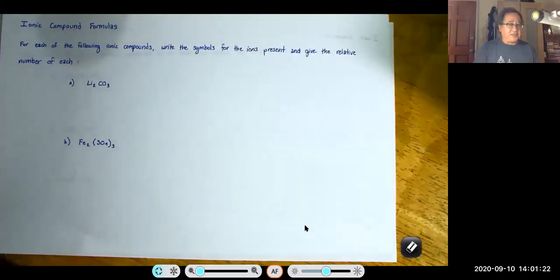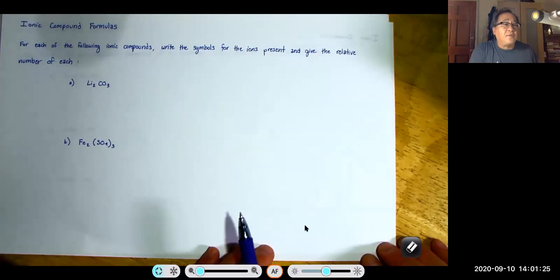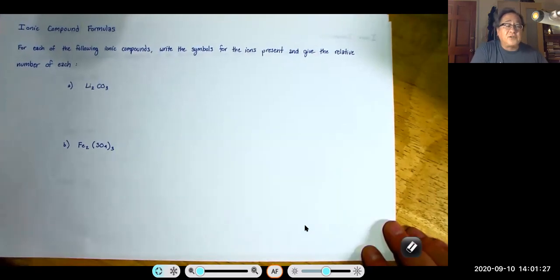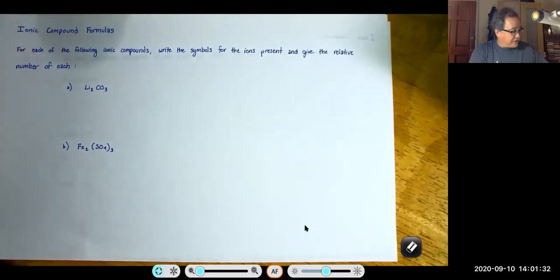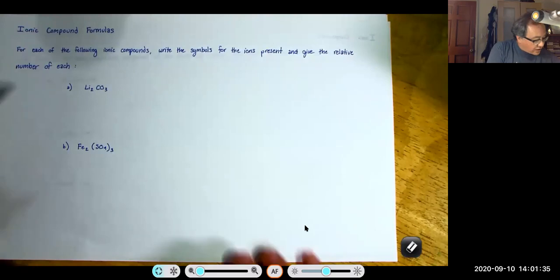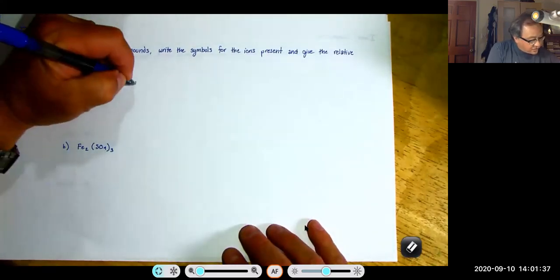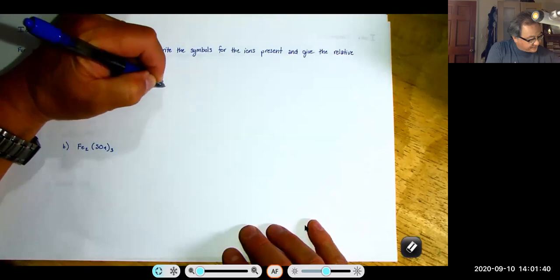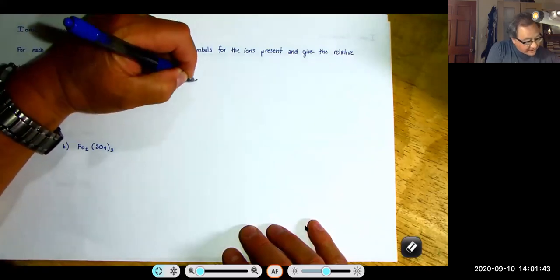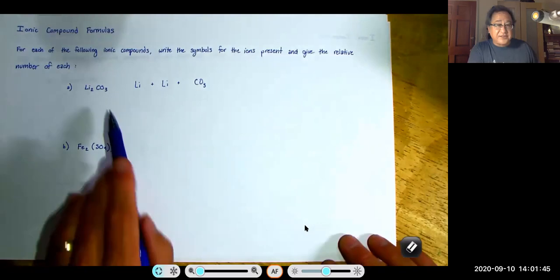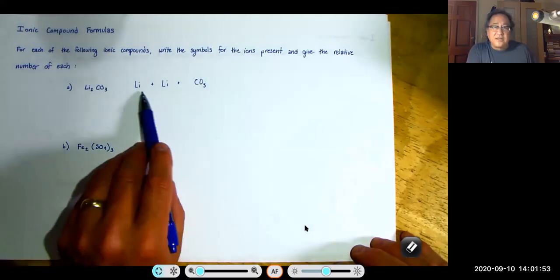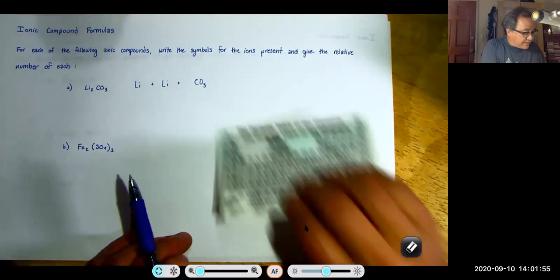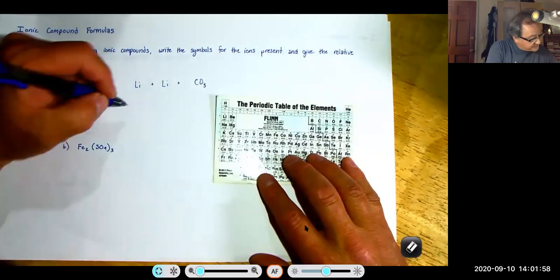Let's take a look at some problems here. Ionic compound formulas. For each of the following ionic compounds, write symbols for the ions present and give the relative numbers of each. So we know that we have 2 lithium ions, plus we have the carbonate ion. So we want to be able to recognize this as a polyatomic ion. Now, where do we get the charge on the lithium ions? And the answer is, well, here it's right there in group 1A, so they're both +1s.